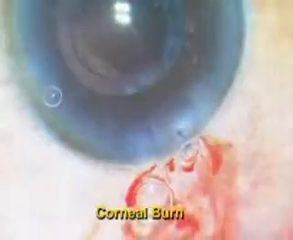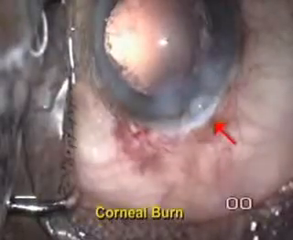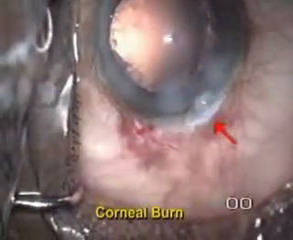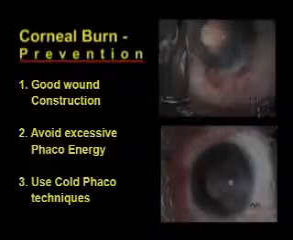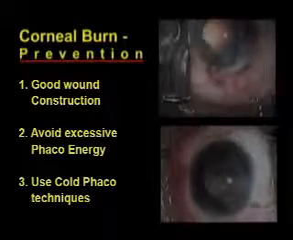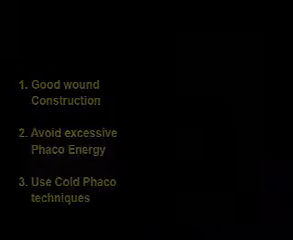Corneal thermal burns, which can arise due to excessive phaco energy and a tight wound, can be prevented by good wound construction, avoiding excess phaco power, and using cold phaco techniques.